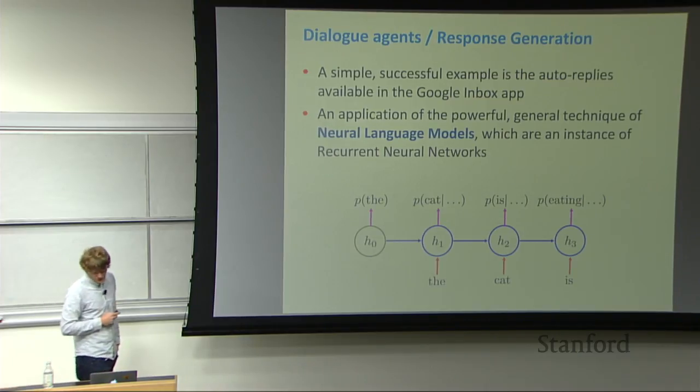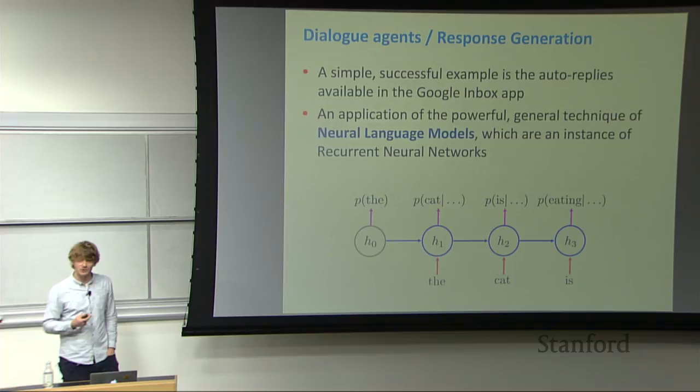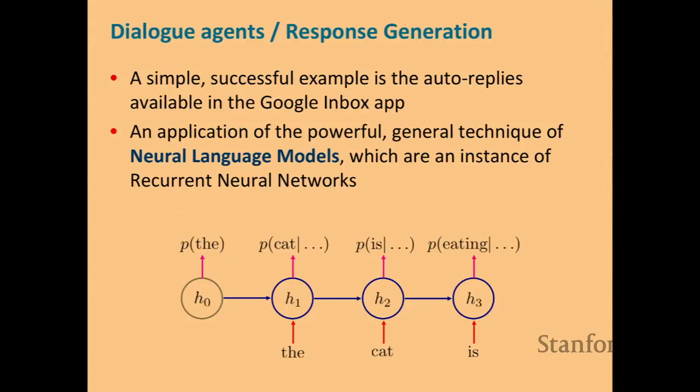Another really cool application is in dialogue agents. It's something we won't spend that much time on, but the models that you learn can actually be directly applied to dialogue agents too. So a very simple and successful example of this is the auto replies in your Google Inbox app, where it just sort of says short phrases that might be good default answers to emails.